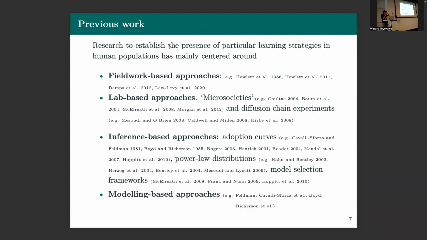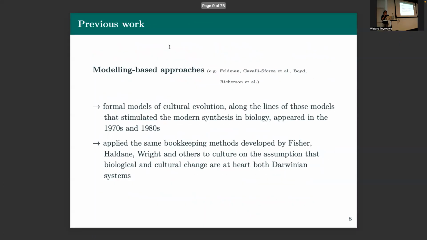Unfortunately, I won't have time to go into details on all those categories, so we are only going to look at the modeling-based approaches. The first attempts to develop formal models of cultural evolution along the lines of those models that stimulated the modern synthesis in biology appeared already in the 70s and 80s. That's the groundbreaking work by two groups of researchers, Luca Cavalli-Sforza and Mark Feldman on the one side, and Rob Boyd and Peter Richerson on the other side.